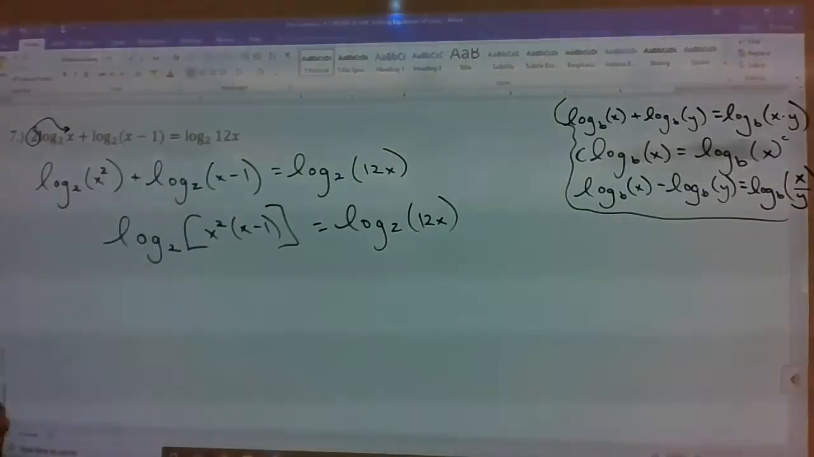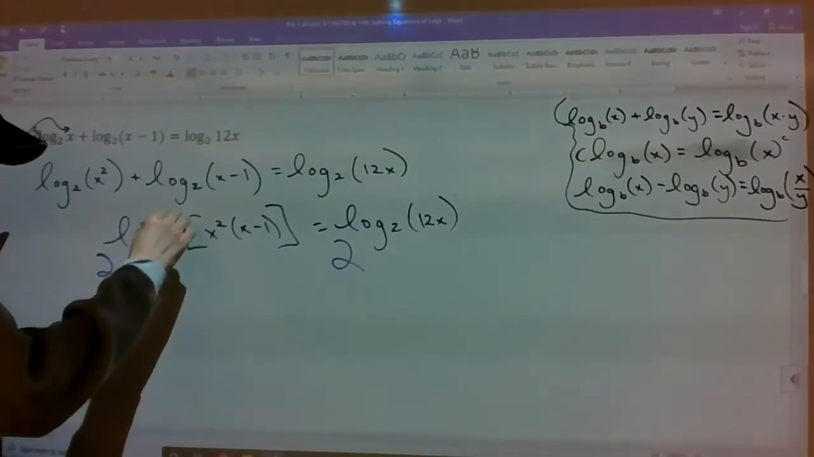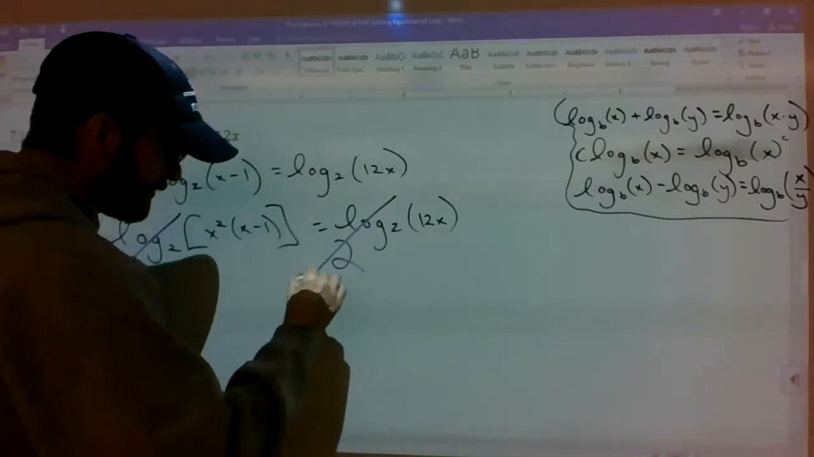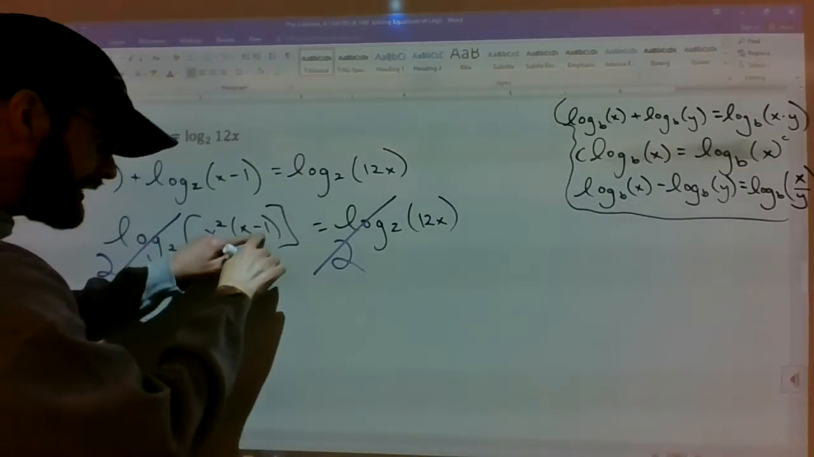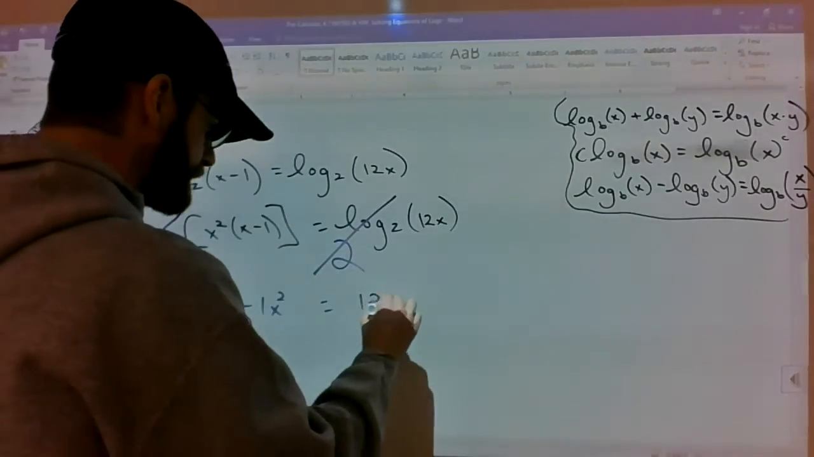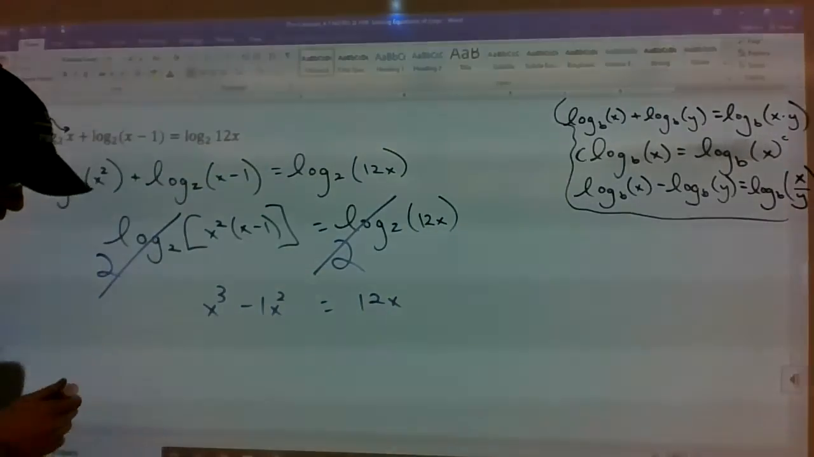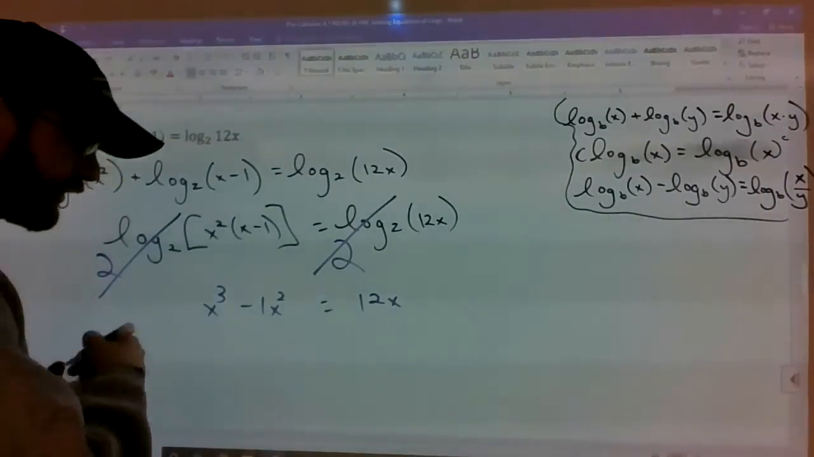At which point we exponentiate by a base of 2. That gets rid of the log here, gets rid of the log there. Now you're left with x to the 3rd power minus 1x squared equals 12x. And just for kicks, I made another factorable polynomial.